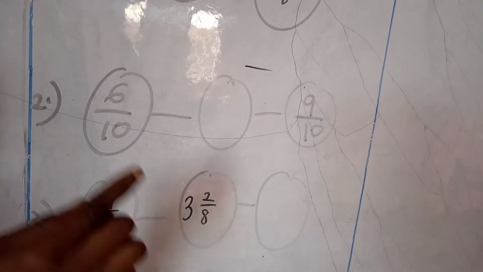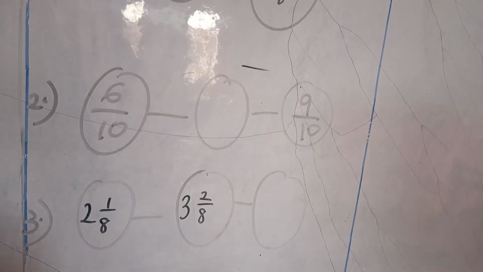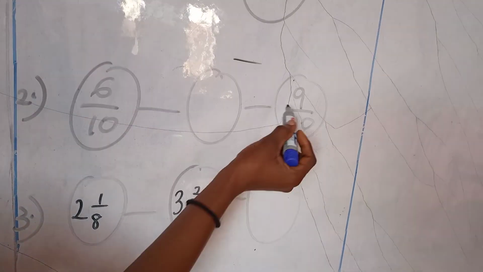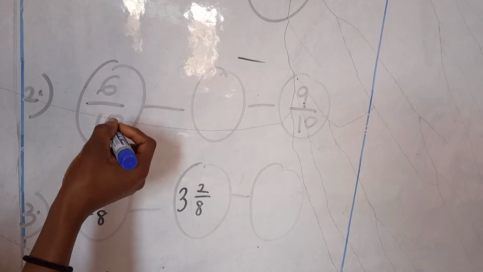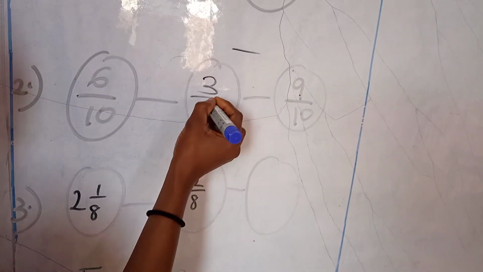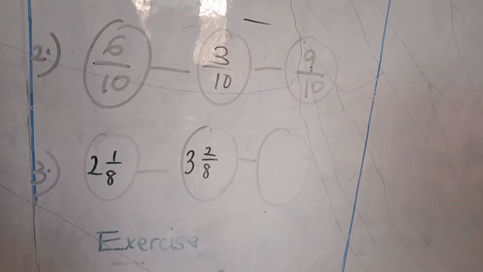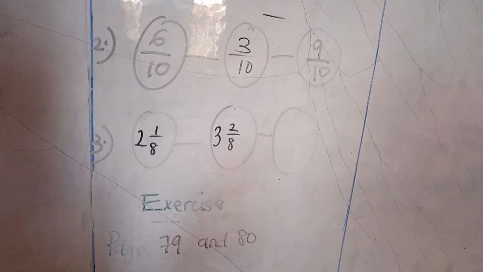Are you getting that? For us to get the circle at the middle, Auntie said we are going to do subtraction. Which one is the biggest fraction? We are having 9/10, while the smallest one is 6/10. So 9 minus 6 is what? 3. Our answer will be 3/10.